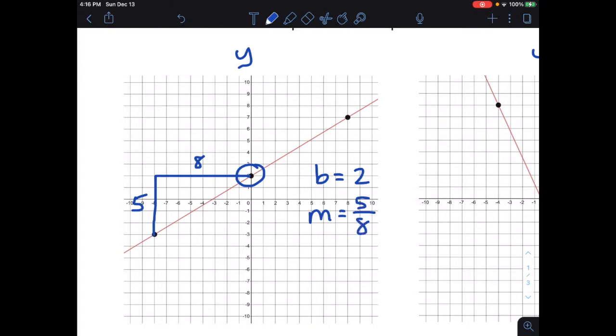Because remember, the number on top of our slope is what we go up or down, and then the number on the bottom of our slope is what we go to the right. So then I can write the equation. I have y equals 5 over 8x plus 2. The b, or the y-intercept, is the 2 in the equation, and the m, or the slope, is 5 over 8. So it's as simple as that. Identify those two things, and we can write an equation.